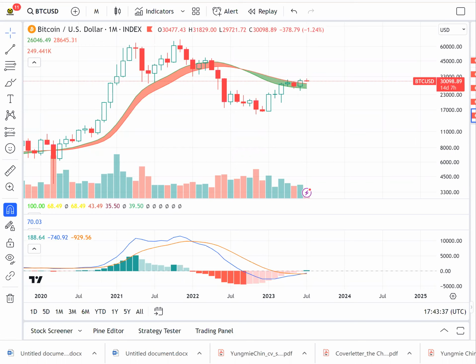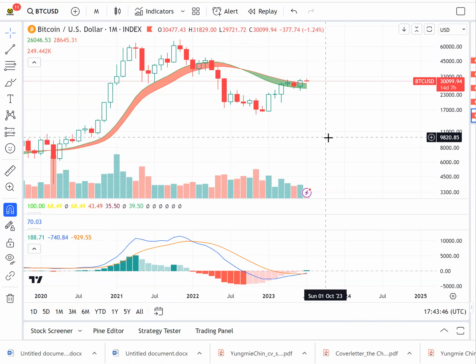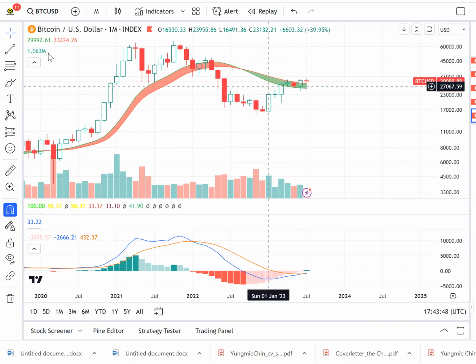So now we start at the Bitcoin USD monthly chart. By the way, this channel is not your financial advisor. We only share this information for education purpose.